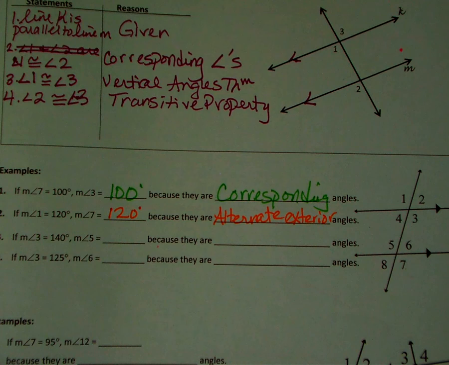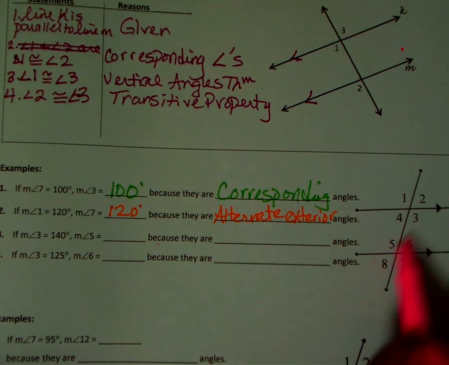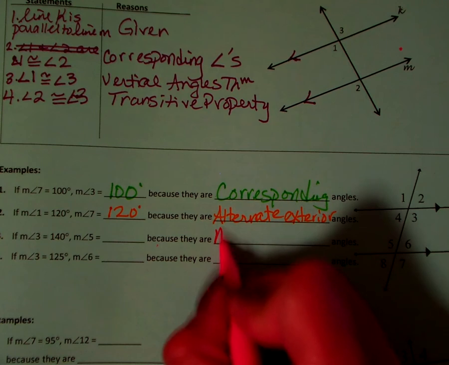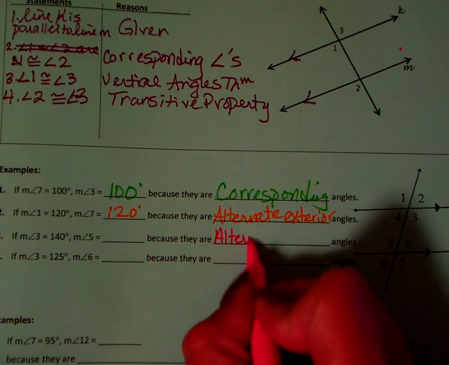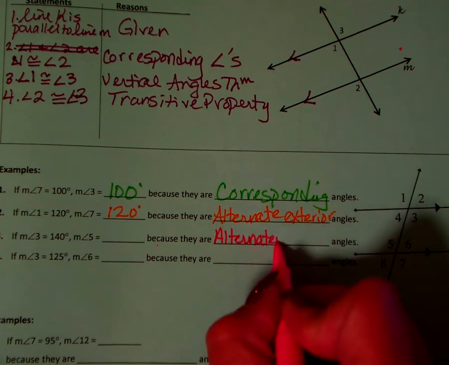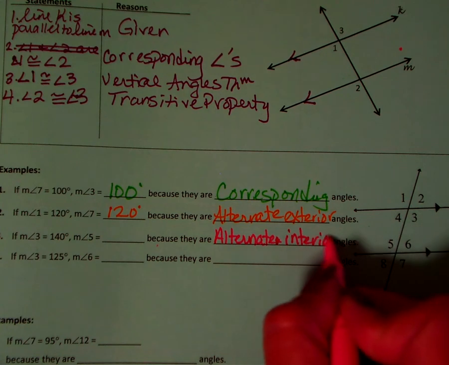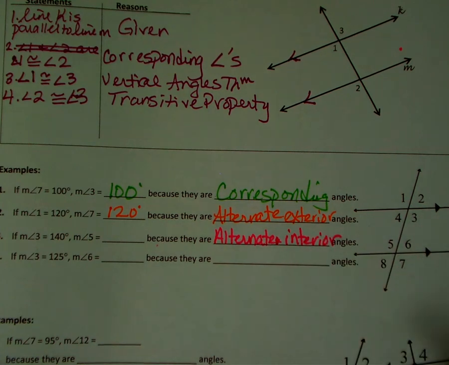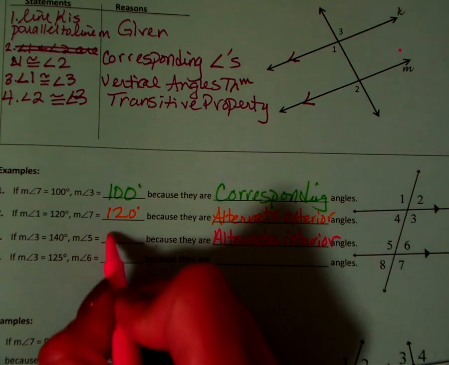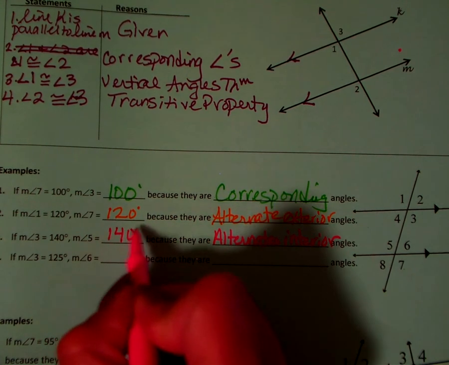Okay, measure of angle 3 is 140. It's asking for measure of angle 5, and what are they to each other? Alternate interior angles. Okay, and again, what are alternate interior angles? They are congruent.